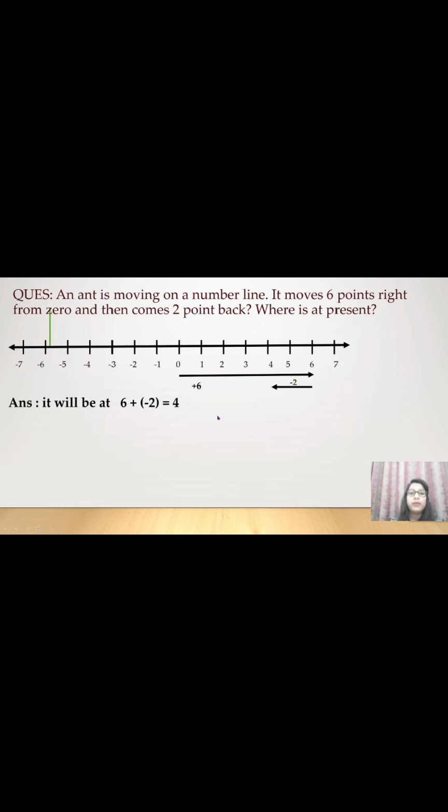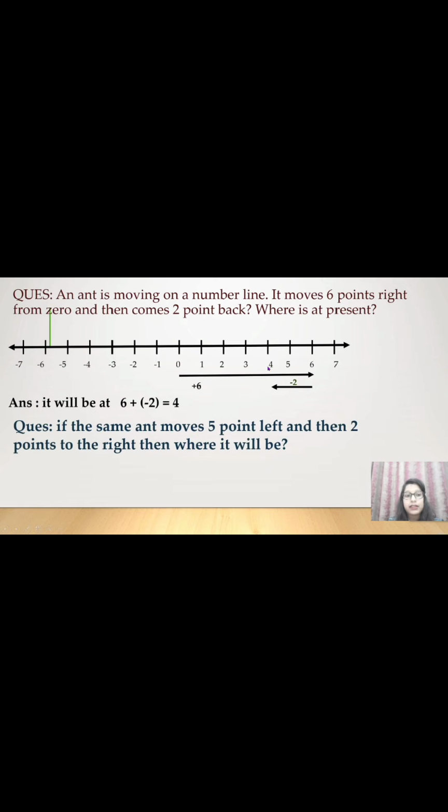So our answer will be 4. That is from 0 up to 6 and then 2 points back. So it comes at the 4th place, from the right of 0. Now let's take another example.